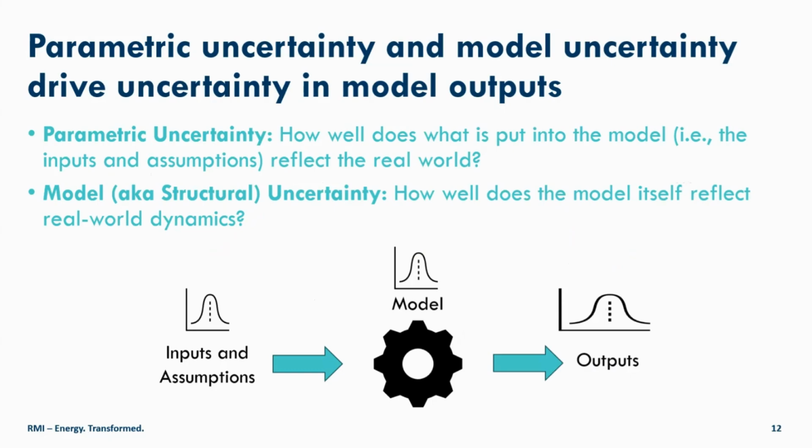The second type of uncertainty is model or structural uncertainty. And that is how well does the model itself reflect real world dynamics. Now, when we take both model uncertainty and parametric uncertainty, these compound and lead to uncertainty in the outputs, which is why it's important to scrutinize a utility model. What are the inputs and assumptions? What is unique about the model? What simplifications are made about how the model represents the real world? Because those are going to impact outputs, and we want to make sure we understand what those uncertainties are and how they are driving results.